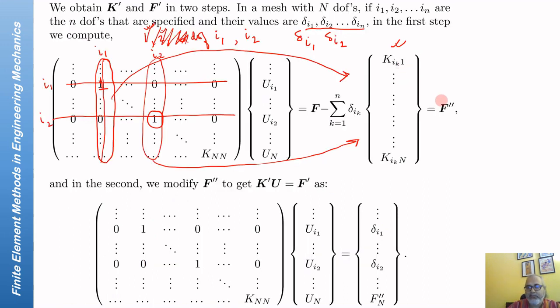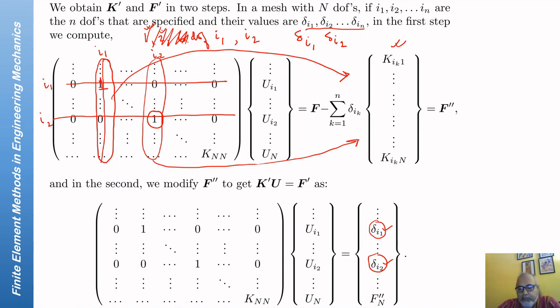So from this F double prime, I will have to get rid of the degrees of freedom that are specified, and they are specified as delta I1, delta I2, etc. And I replace these things with delta I1, delta I2, all the way up to delta IN if I1, I2, IN are the specified degrees of freedom. So this process you need to understand very carefully. Both the assembly process and the application of boundary conditions in this way are essential parts of a finite element program and need to be coded very, very efficiently.